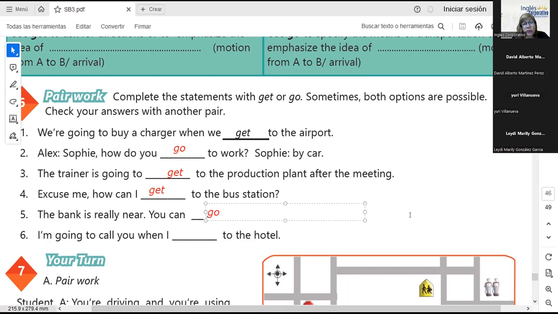Remember, go is when there is motion from A to B. And get implies an arrival. I'm going to call you when I get or go. Get.